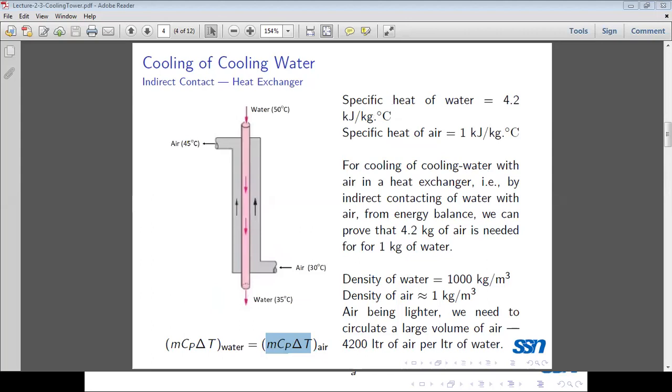So let us see how much. For 1 kg of water, for its temperature to reduce, we need to remove 4.2 kilojoules. This is the specific heat of liquid water. We are only trying to reduce the temperature of liquid water. And the specific heat of air is a nice number. It is 1.008 or so. You can simply take it as 1 kilojoule per kg degree Celsius.